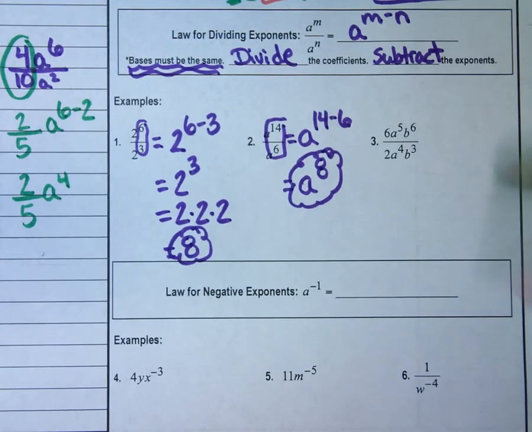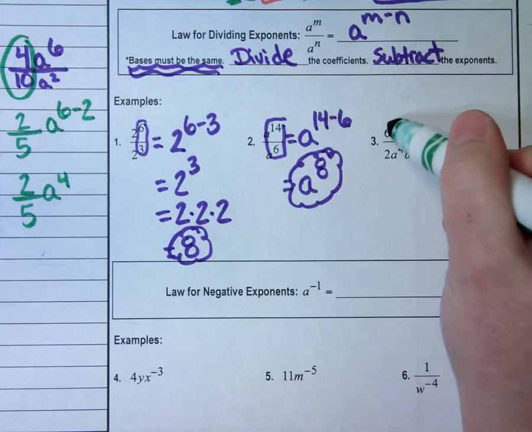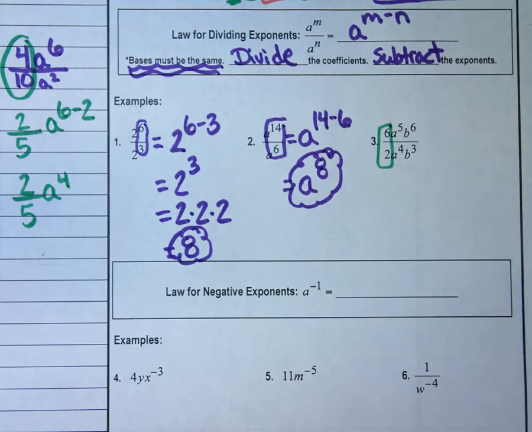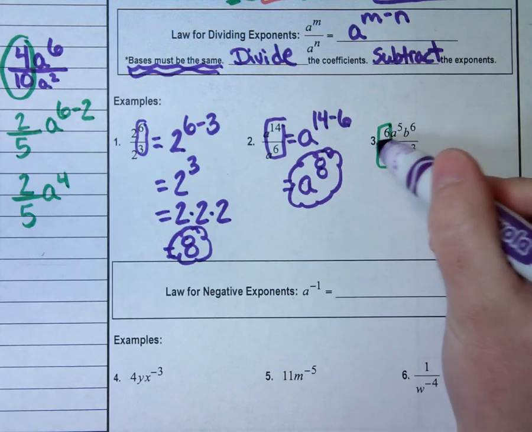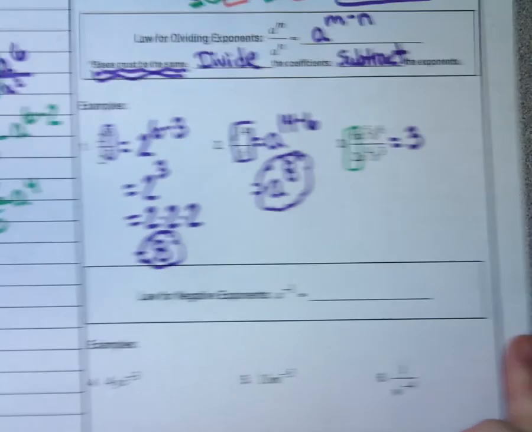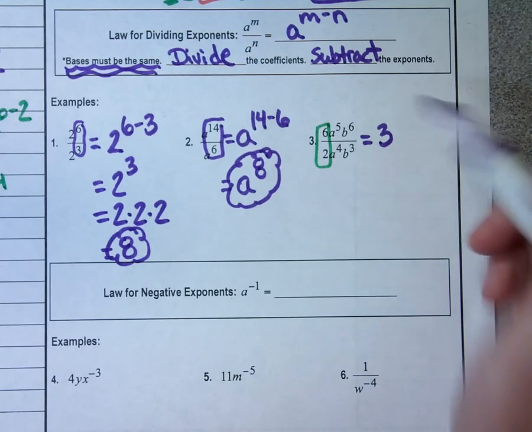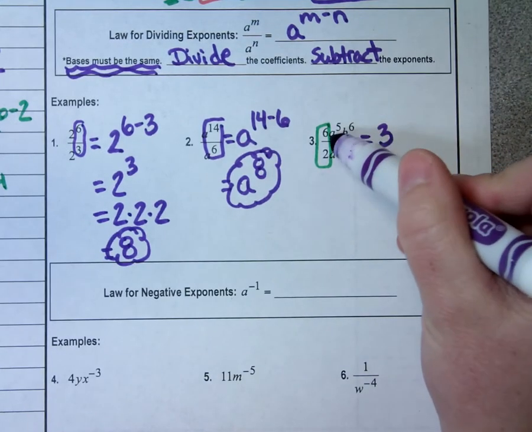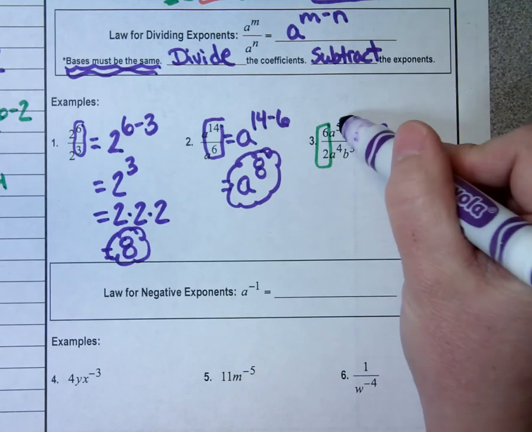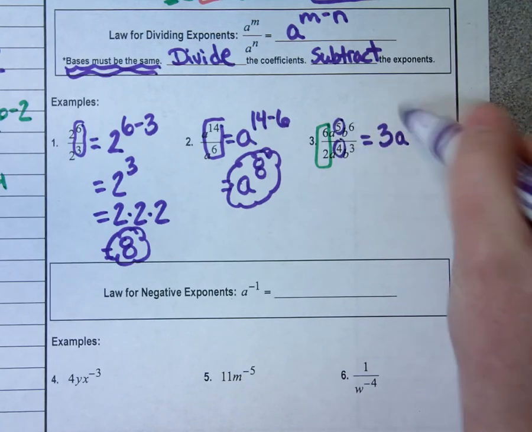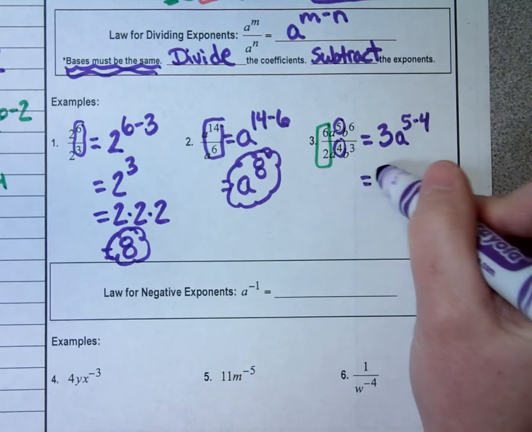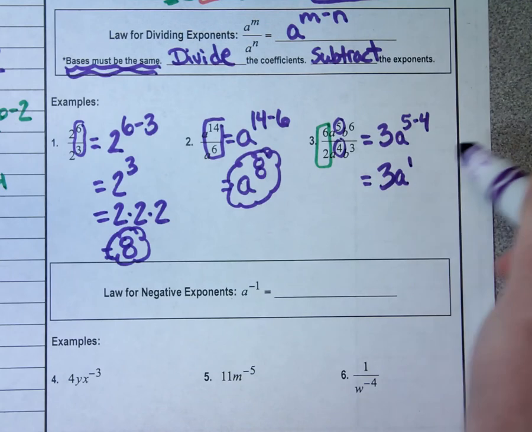Okay, number 3 practices the coefficients, like I talked about a little bit ago. So if you have coefficients, then you go ahead and you divide those. So what is 6 divided by 2? 3. But then when it comes to the variables, remember the number under the exponent's the base. As long as I'm dividing the same base, you write that base down and you subtract the exponents. And what is 5 minus 4? 1. So I have 3a to the 1st power.